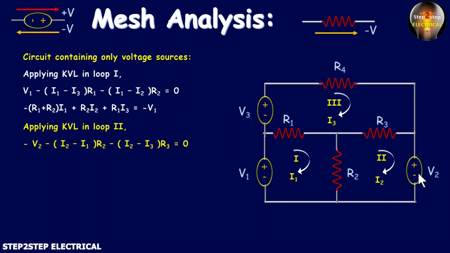That's why we can write minus V2. And for the resistor, it is the same. There is a drop, that is I2 minus I1. But this one is minus (I2 minus I1) into R1. Why I2 minus I1 into R1?